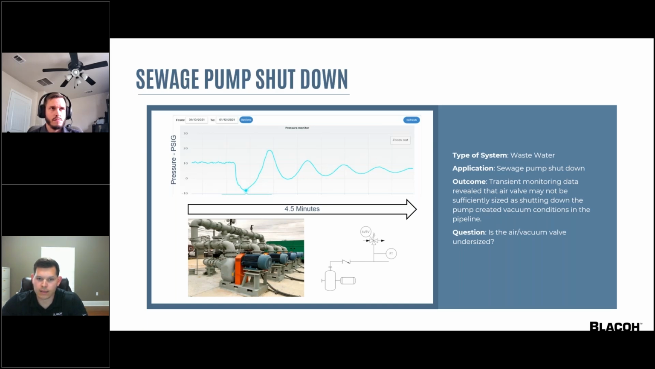But take a look at the time scale on this graph. Most transient pressure data is shown in seconds, but sometimes you have to look at several minutes to see the whole story. This data is showing that the air valve may not even be sized sufficiently. A vacuum was created after that pump was shut down, and it lasted several seconds, but the following oscillations were not as severe.